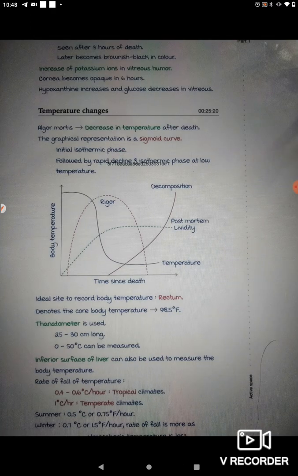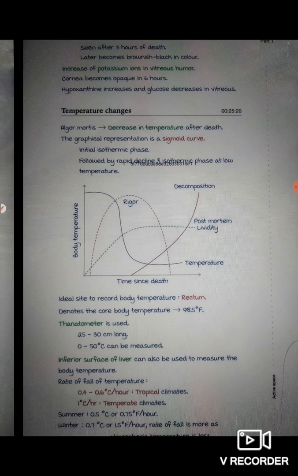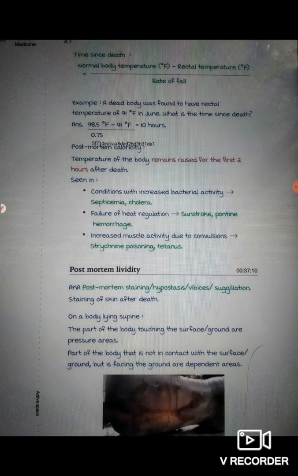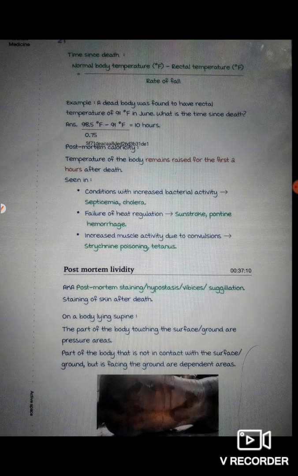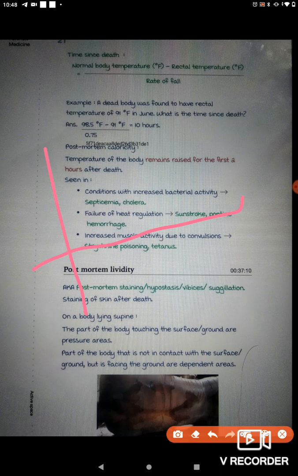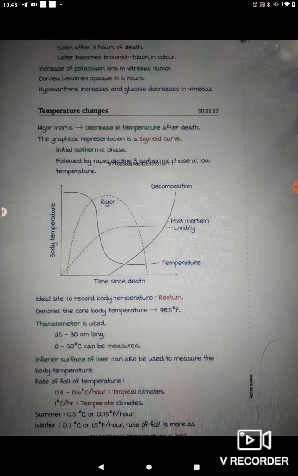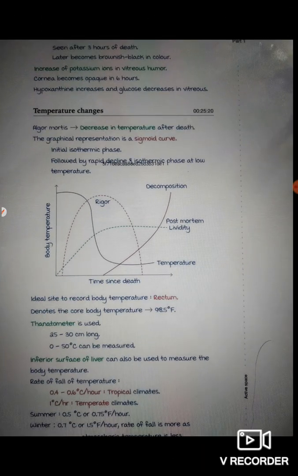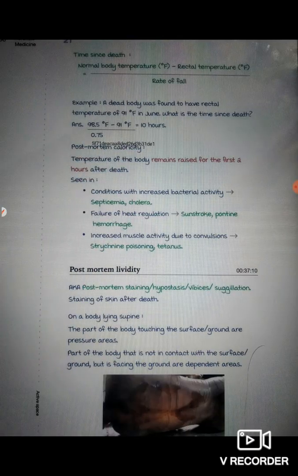We have also seen algor mortis, for which the thanatometer is used. We have seen the temperature-time graphs for different conditions. For algor mortis it is a sigmoid-shaped graph, for rigor mortis a U shape, for postmortem lividity an L shape, and for decomposition a continuously increasing graph. Time since death can also be calculated with the thanatometer.